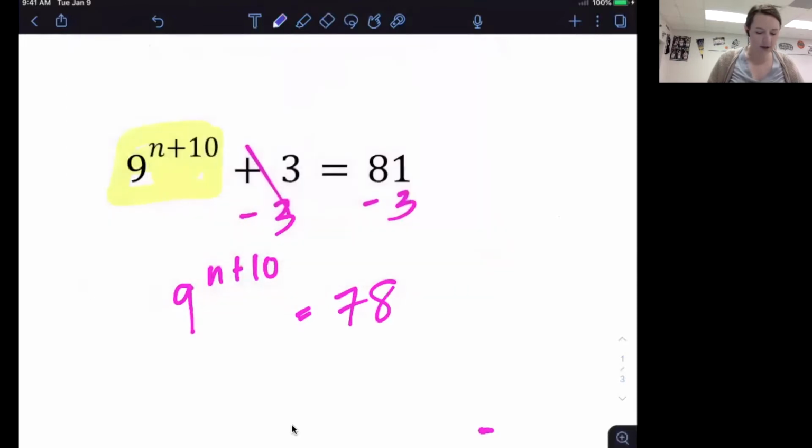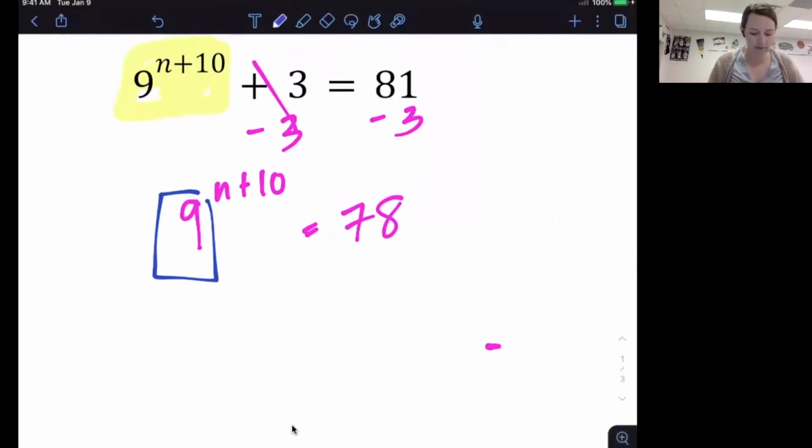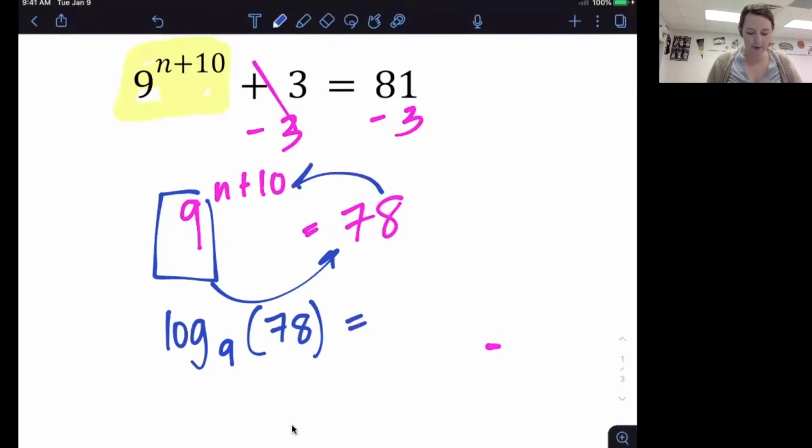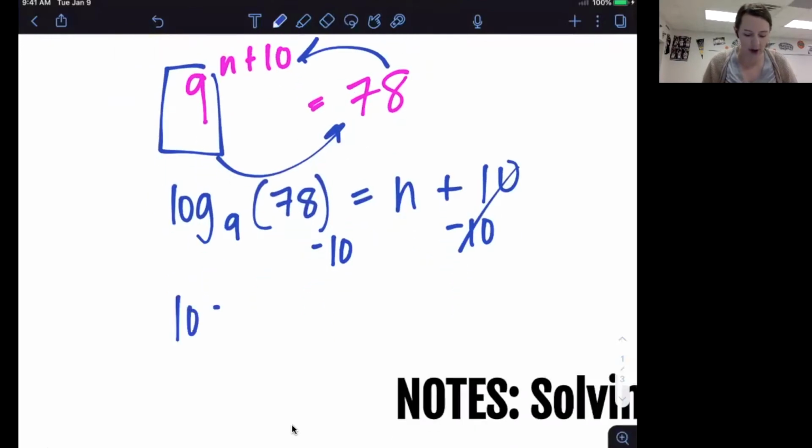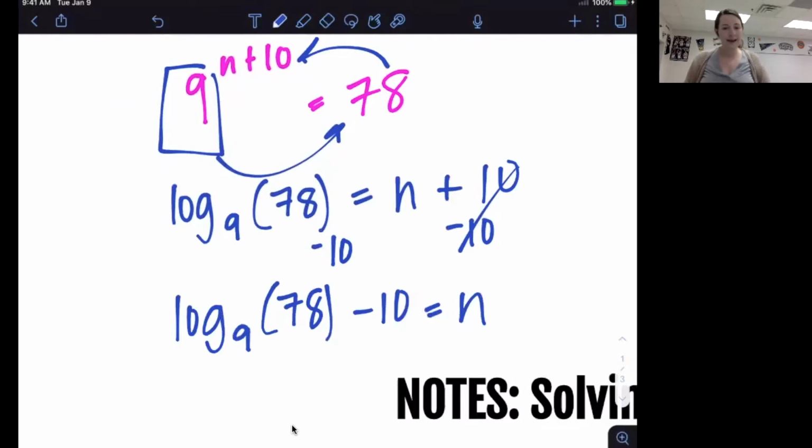So I'm going to rewrite this in log form. So right here, I've got log base 9 of 78 equals up here n plus 10. So you could go ahead and type in log base 9 of 78 to your calculator and get a decimal and then subtract the 10. Or we can go ahead and subtract 10 right now. We just need to make sure that it does not end up inside of our log. So log base 9 of 78 with a minus 10 on the outside. And now we have our variable n isolated.